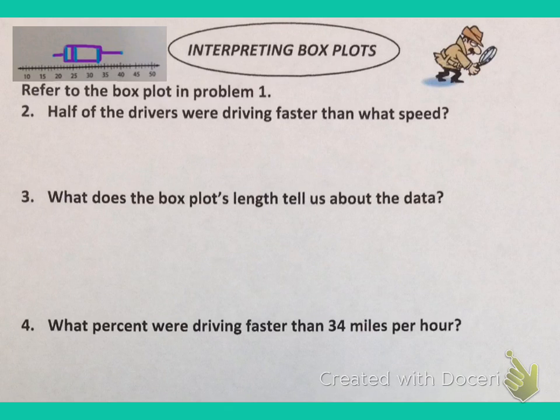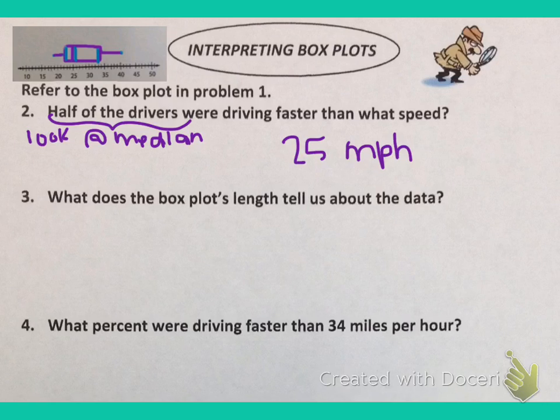All right, interpreting box plots. It says refer to the box plot in problem 1, so I've put a little picture of that up here. It's asking us half of the drivers were driving faster than what speed. Well, when it asks us that, that means we need to look at the median. Our median was 25, so half of the drivers were driving faster than 25 miles per hour.